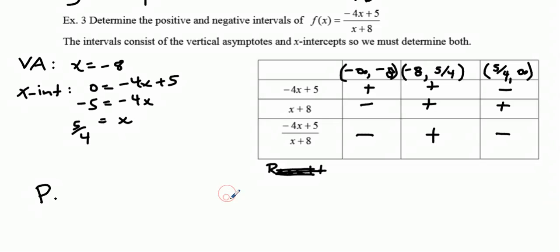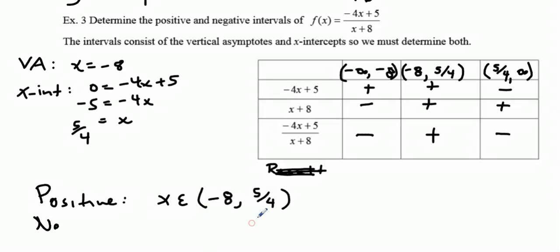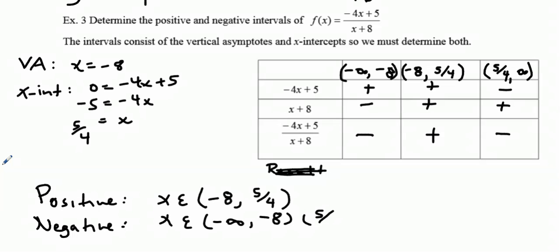So I'm going to say it is positive when x is an element of -8 to 5/4, round brackets, and it's negative when x is an element of -infinity to -8, and from 5/4 to infinity. There we go. All right, tricky.